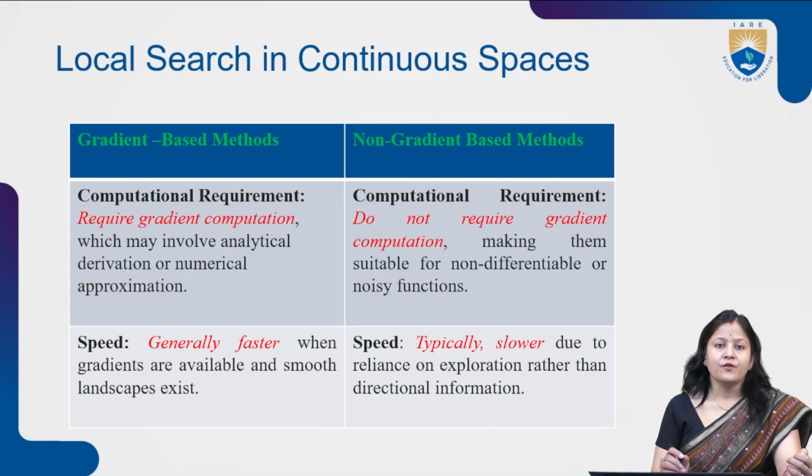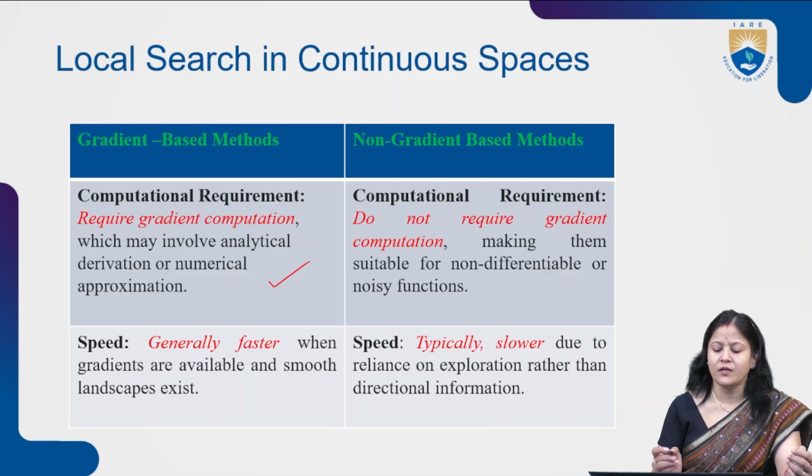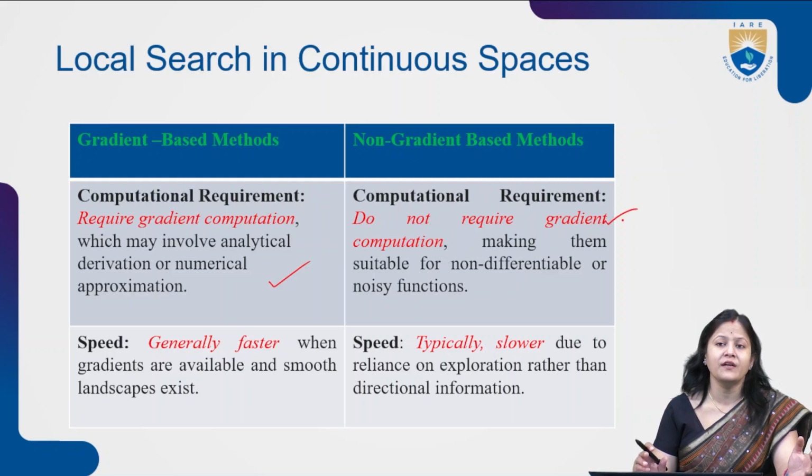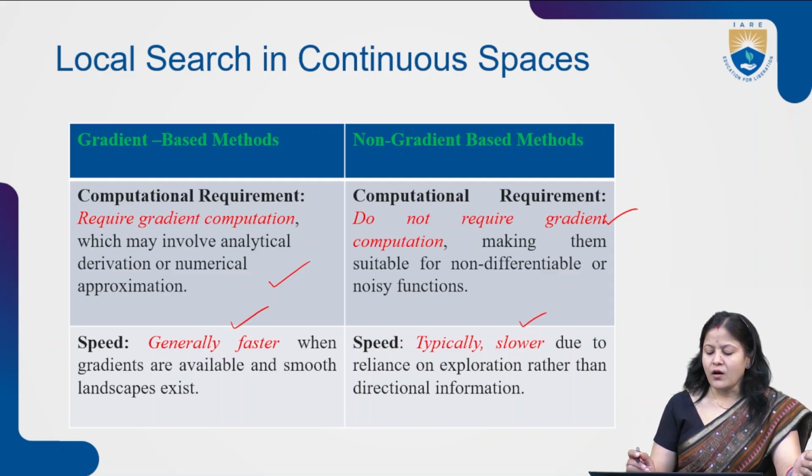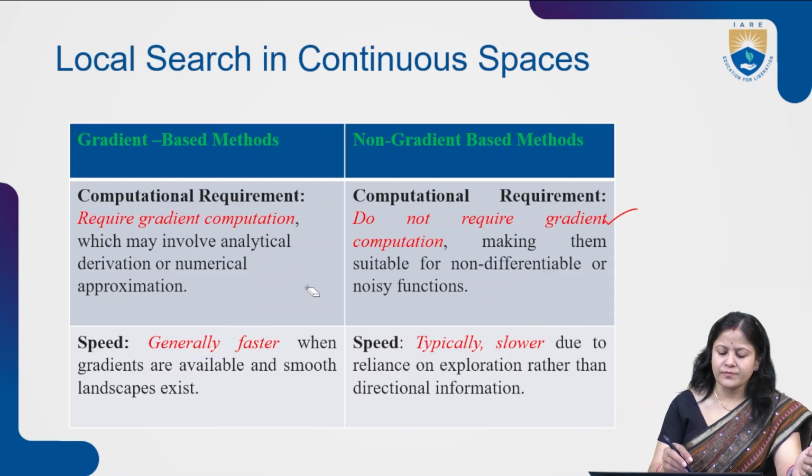Based upon the computational requirement, how do the gradient-based method and non-gradient-based method work? The gradient-based method requires gradient computation, which may involve analytical derivation or numerical approximation, because we are calculating the partial derivative. But the non-gradient method does not require any kind of gradient computation, making it suitable for non-differentiable or noisy functions. The speed of the gradient-based method is generally very fast when gradients are available and a smooth landscape exists. But the speed of the non-gradient method is typically slower due to the reliance on exploration rather than directional information.